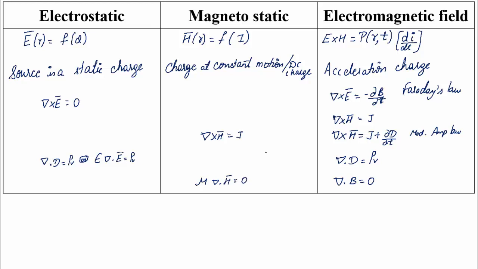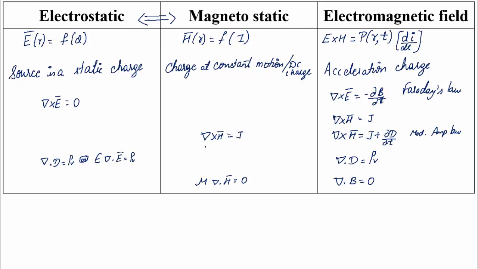So this is all about Maxwell's equation. If I am talking about static Maxwell's equation, you need to talk about electrostatic and magnetostatic. And in the case of time varying field, you need to talk about electromagnetic field. These are all four forms of Maxwell's equation. This is very important. You have to remember.